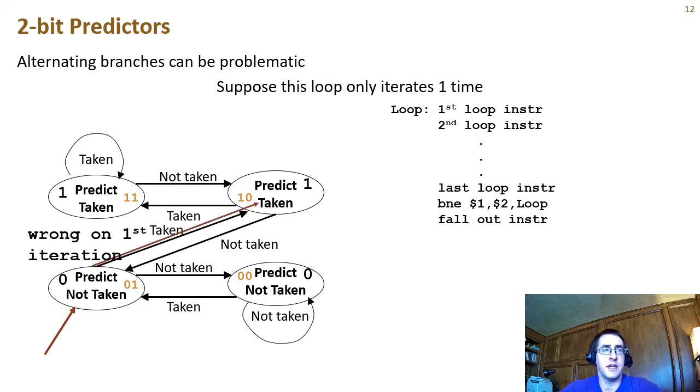So on the first iteration, it's going to be incorrect. We predict not taken, but the branch is actually taken. And so we go up to the predict taken state. Now on the next time through the loop, this is the end of the loop, and we fall through and we're wrong on the loop fallout because the branch is not taken, and so we return back to the predict not taken state. And this means that our 2-bit predictor has an accuracy of 0%. So this is not great.